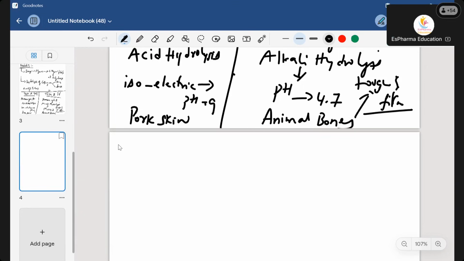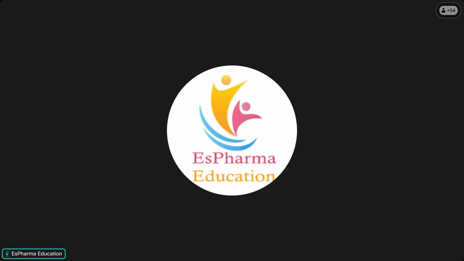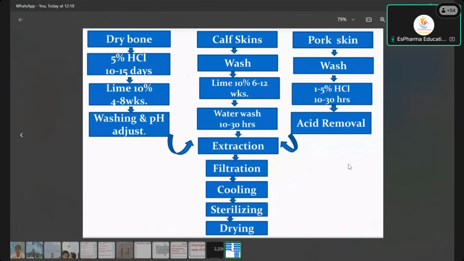Now coming to preparation of gelatin. Instead of, I'll show you this and I'll send you. Just give me a moment. One moment. Can you see the picture?